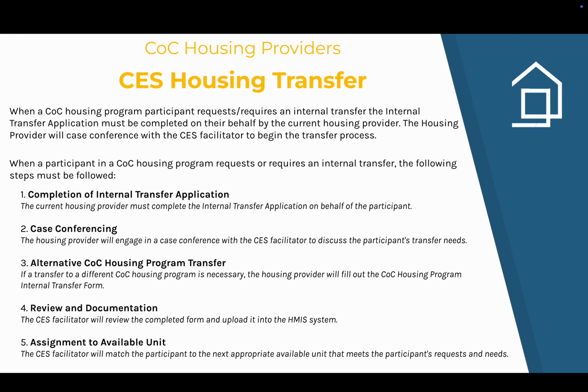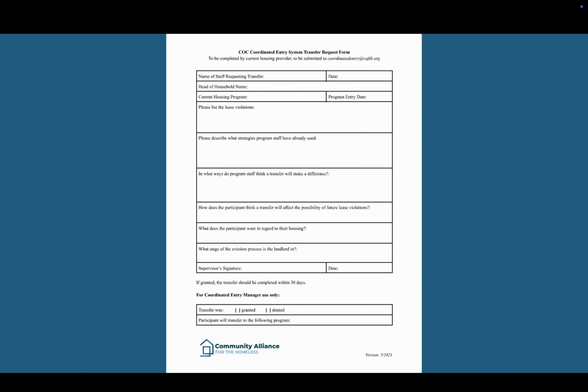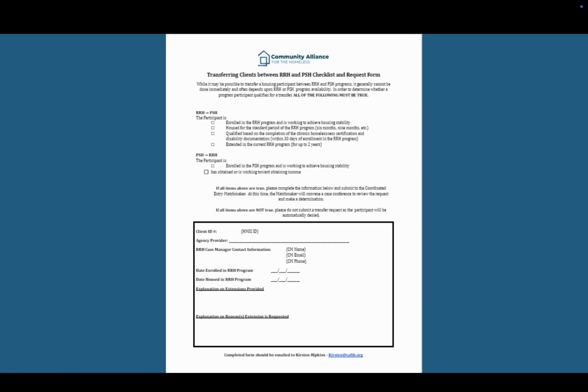4. Review and documentation. The CES facilitator will review the completed form and upload it into the HMIS system. And 5. Assignment to available unit. The CES facilitator will match the participant to the next appropriate available unit that meets the participant's requests and needs. Here's what the transfer request form looks like. And then this form is for the clients who are transferring between rapid rehousing to PSH.